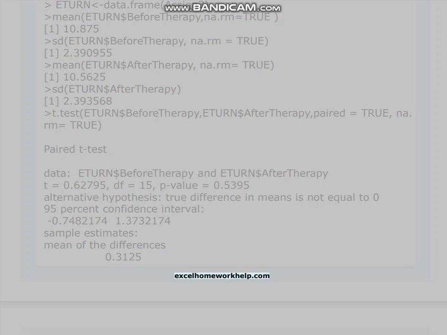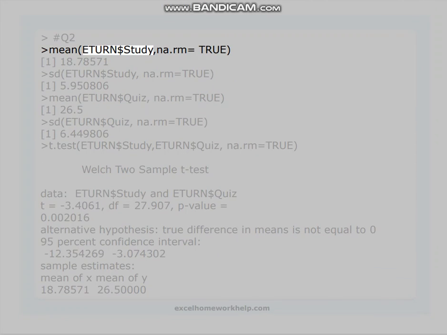Q2. mean(etern$study, na.rm=TRUE) gives 18.78571. sd(etern$study, na.rm=TRUE) gives 5.950806. mean(etern$quiz, na.rm=TRUE) gives 26.5. sd(etern$quiz, na.rm=TRUE) gives 6.449806. t.test(etern$study, etern$quiz, na.rm=TRUE).